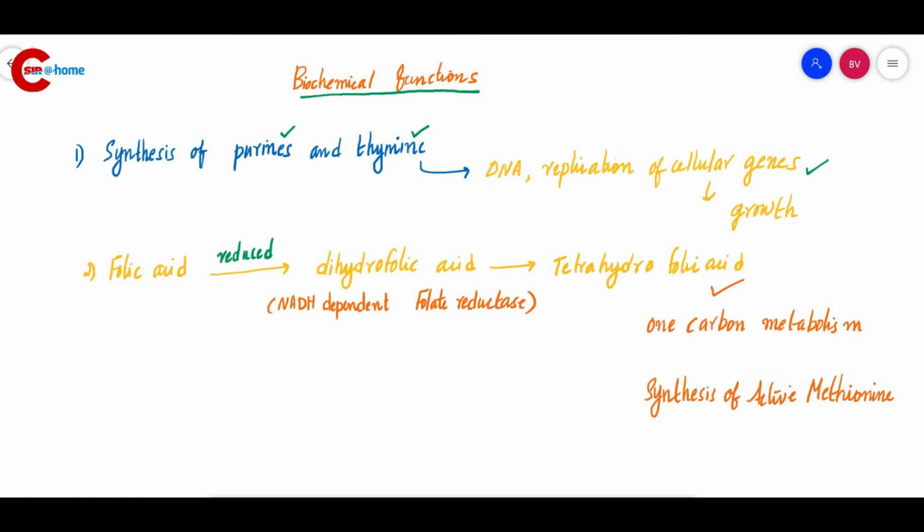Folic acid is reduced to dihydrofolic acid. Then this dihydrofolic acid is further reduced to tetrahydrofolic acid with the help of enzyme NADH dependent folate reductase. Tetrahydrofolic acid is a carrier of one carbon groups. Then for the synthesis of active methionine, folic acid is necessary, okay?